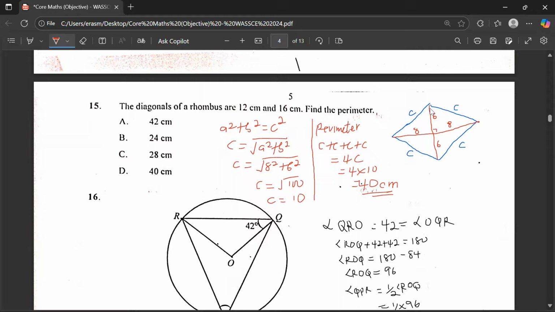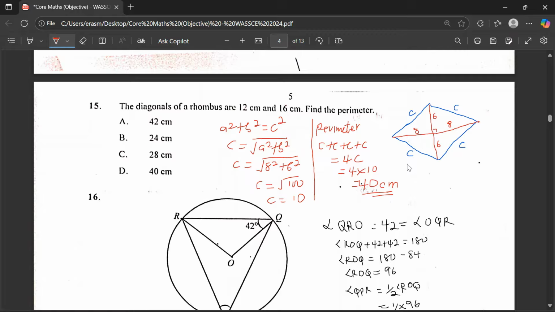The shorter diagonal divides the longer diagonal into 2 equal parts, and the longer diagonal also divides the shorter diagonal into 2 equal parts. So if this is 16, then half of it is going to be 8, and then this is also going to be 8, right? 8 plus 8 is 16. If this is 12, then half of it becomes what? 6. So this is also 6.